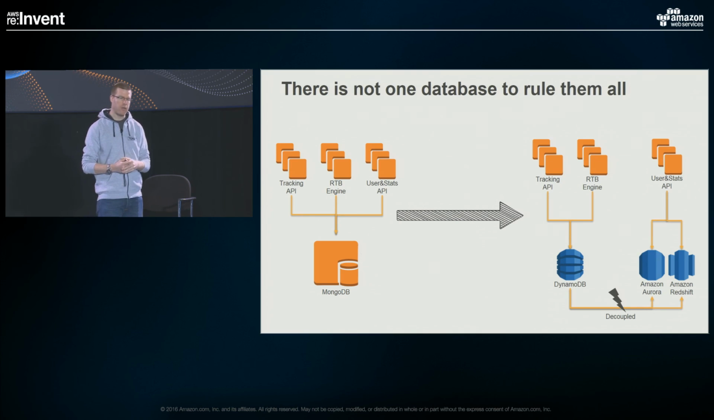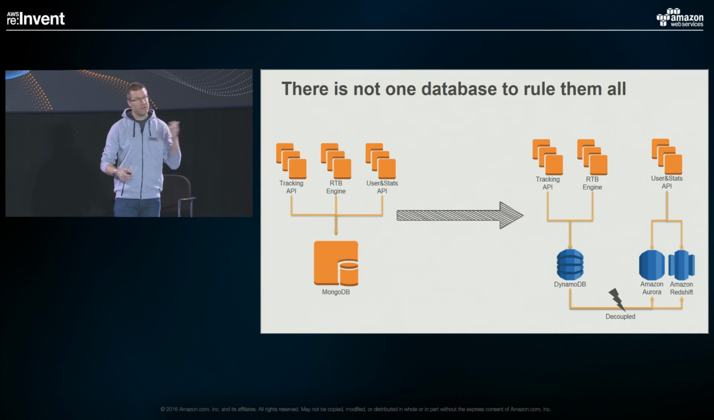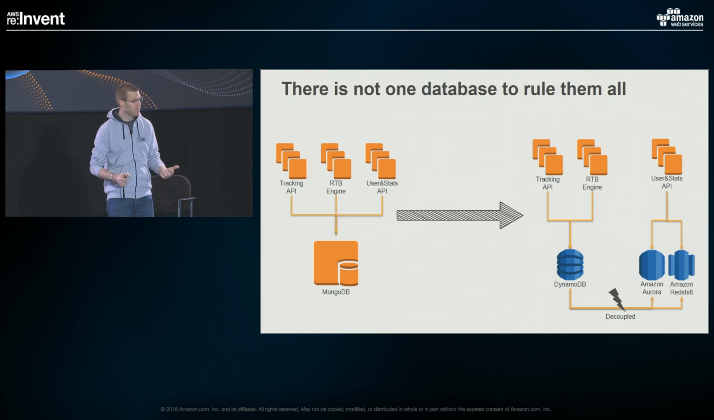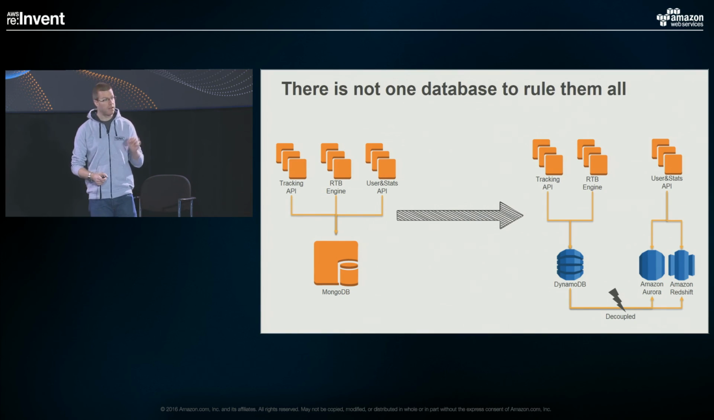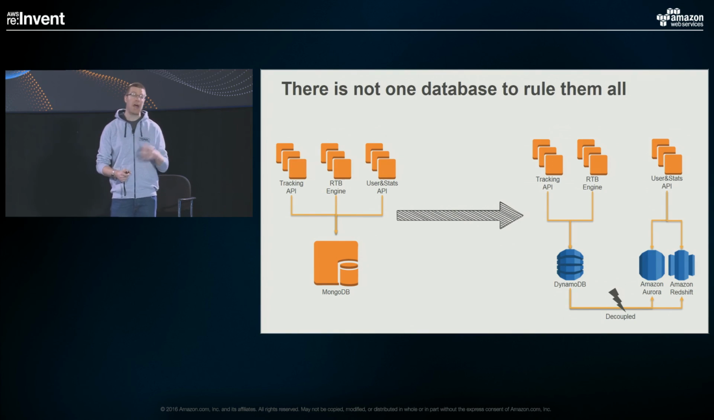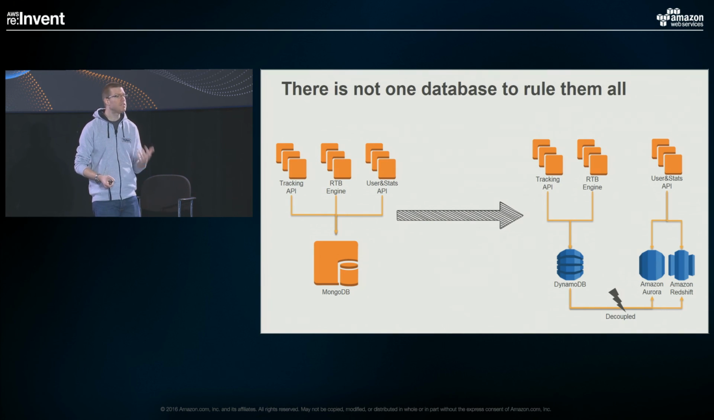And so we decided, okay, let's divide those things. The tracking API and the real-time bidding engine are latency sensitive and need a fixed throughput. We know our throughput, but we need to make sure we can guarantee it. In MongoDB, that wasn't possible. So now we're using DynamoDB. Amazon does the job for us in that case. And then we're moving the data from the DynamoDB in a decoupled way to Amazon Aurora and Amazon Redshift for our user and statistics API.